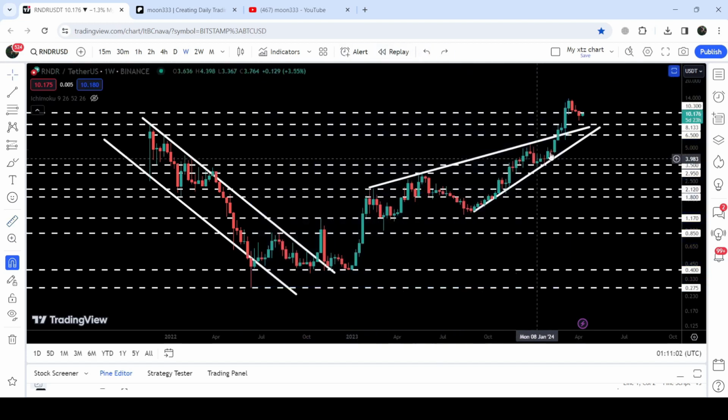Now, recently, Render has also broken out of another very big rising wedge pattern, and after the breakout, for a while, the price line also broke out of this resistance of $10.30.